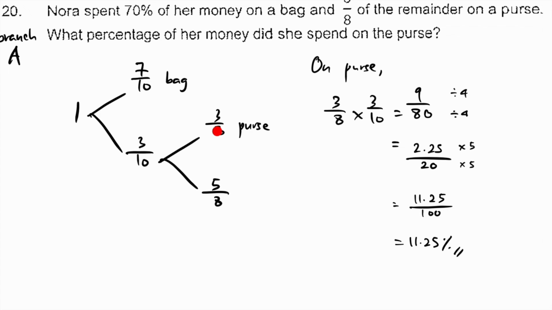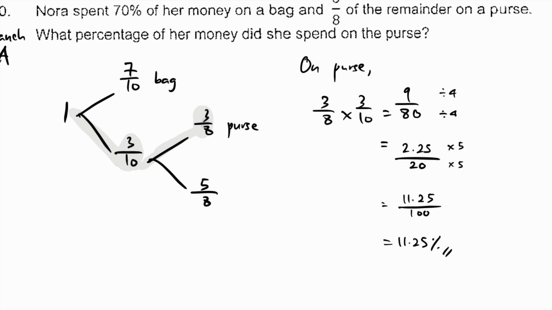No. Okay, the connection goes like this. What fraction of the total was spent on the purse? So you see the fractions that are involved here. It is 3 over 8 times 3 over 10, or 3 over 10 times 3 over 8. It doesn't matter. So here we obtain 9 over 80. Because this is paper 2, you can basically use the calculator to get this straight away. I just chose to do it without a calculator.